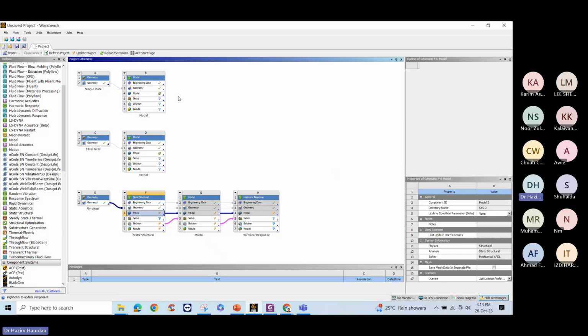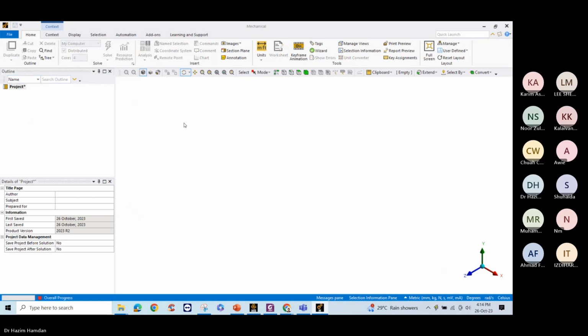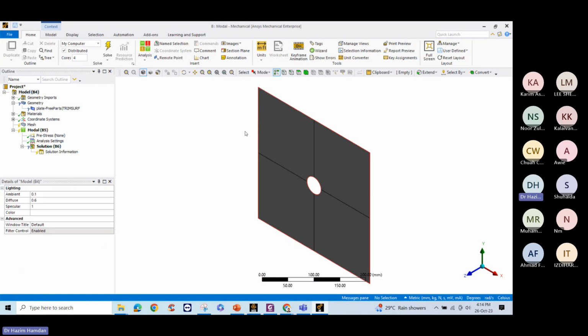So for the first simulation, I will start with the simple plate. Okay, so this is the simple plate. Right click and I click edit. Based on this simulation, we will learn about performing basic modal analysis, reviewing mode shapes, and the participation factor summary. So now I already clicked the model, and then wait for it to load. Okay, this is the simple plate.